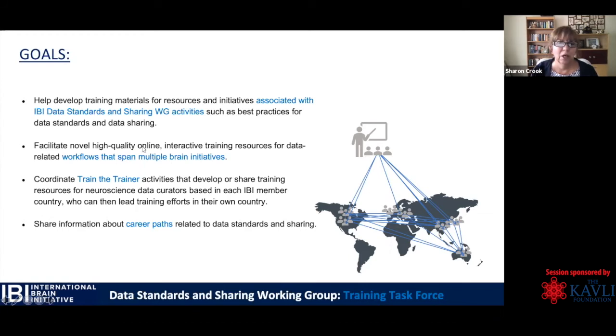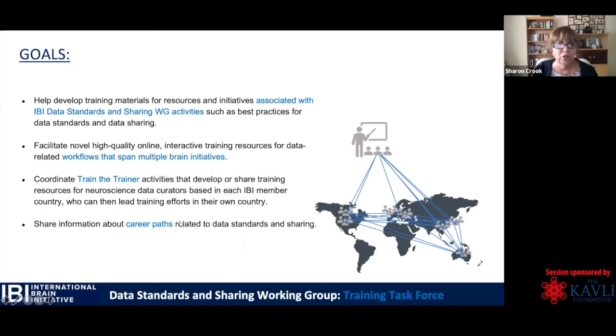The second thing is, we recognize that within different brain initiatives in these member countries of the International Brain Initiative, they're creating really important resources for data standards and data sharing. And of course, they all have their own training activities to share information and tutorials about their resources. However, we all recognize that there are many workflows that are important that span multiple brain initiatives. And so our goal is to help create training activities, bring these people together to network and collaborate and create training activities that span these different brain initiatives.